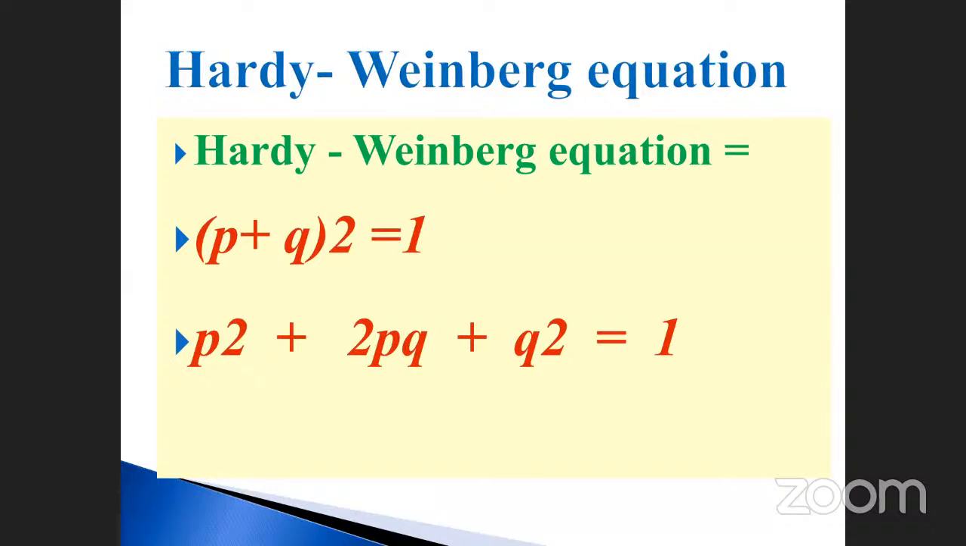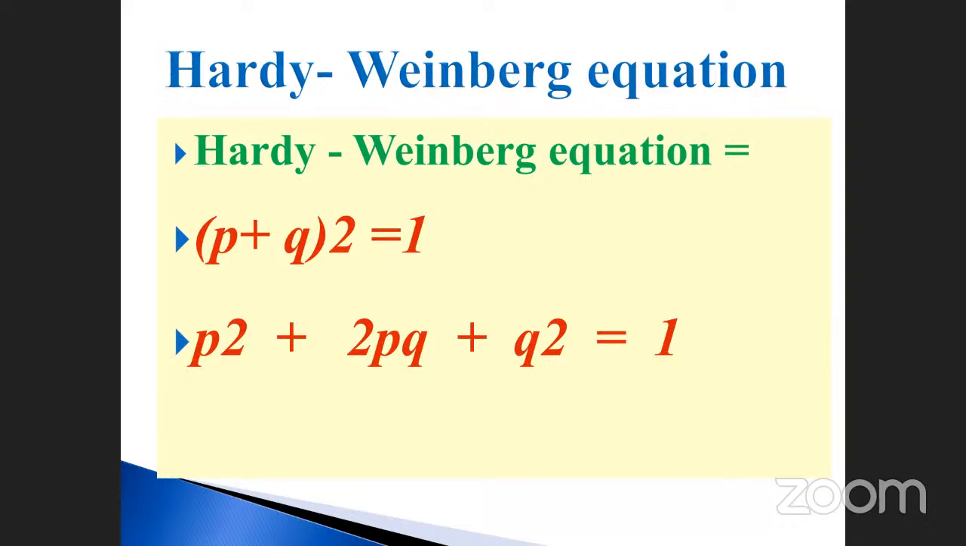It can be explained by expansion, as you already know for squares. So (p plus q) whole squared is also expanded in this format: p squared plus q squared plus 2pq, that is equal to 1. Just imagine, what is the meaning of p squared? It's nothing but the dominant alleles. Take an example, capital A, capital A. And q squared is the recessive alleles. Take an example, small a, small a.